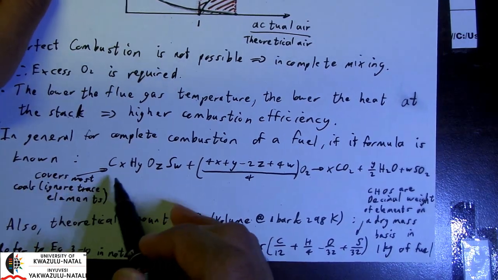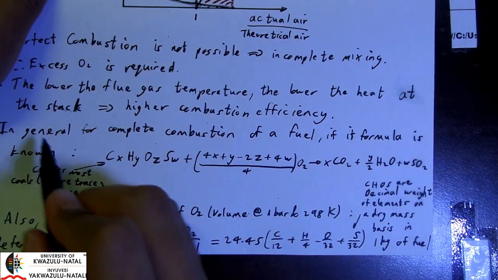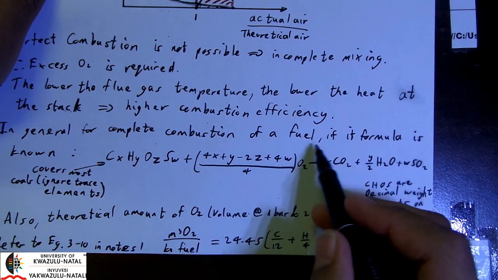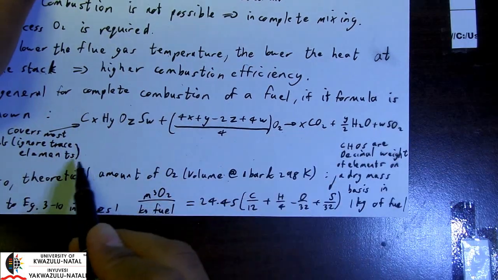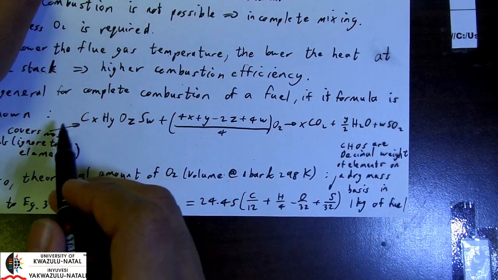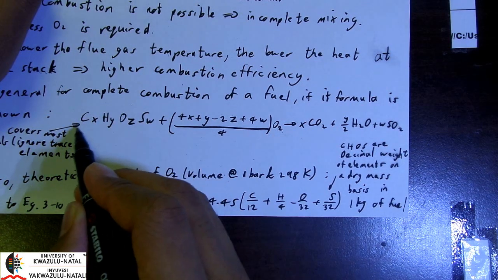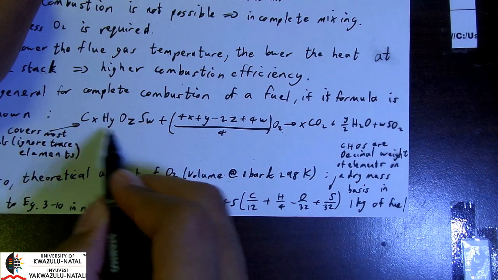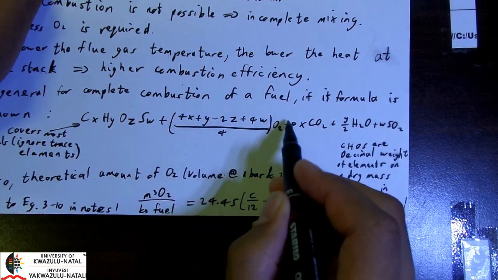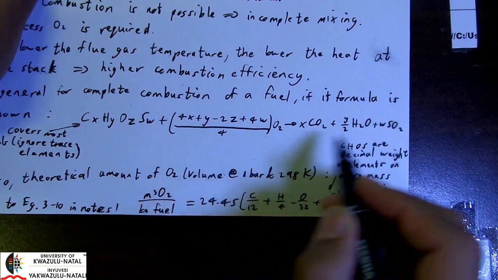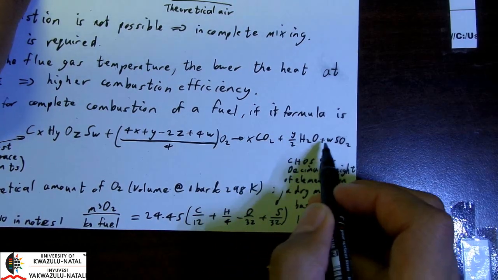Now we can have a generalized formula here for any kind of fuel, provided we know the formula of the fuel. So for complete combustion of any fuel, and if we know its formula, then we can assume the following equation. Okay, so let's say our fuel has the typical elements C, H, O, and S, and the following atomic numbers in the actual molecule of X, Y, Z, and W. And we have the following oxygen stoichiometric ratio, and it would produce the following products, where we have our X, Y over 2, and W here.